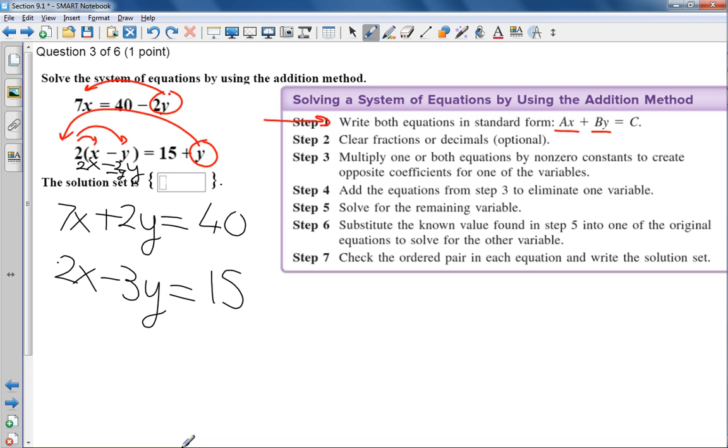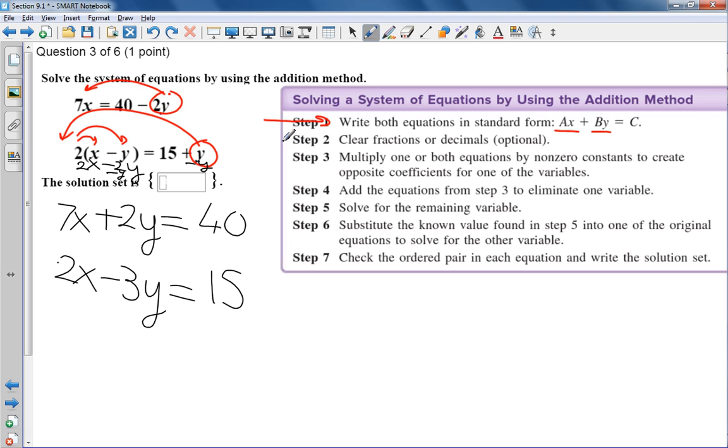Make sense? Are we good? How did that happen again? 2 times y, 2y, 1 more traveling to the left by subtracting y, and they will join in and make 3 of them. Now this question is ready for the remaining steps, right? Are they in standard form? Standard, standard. Perfect, right? Okay, what is next?